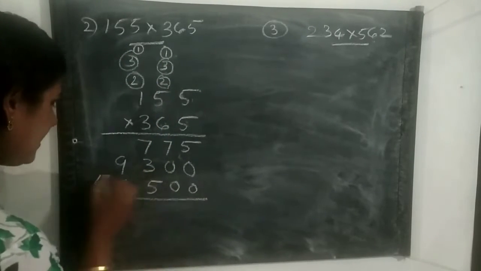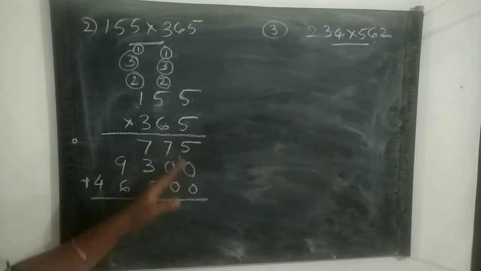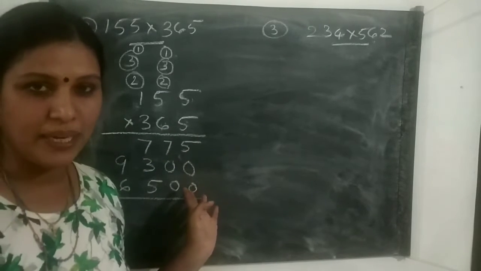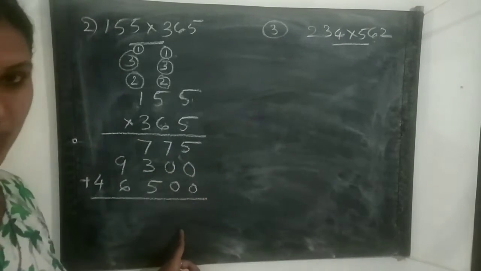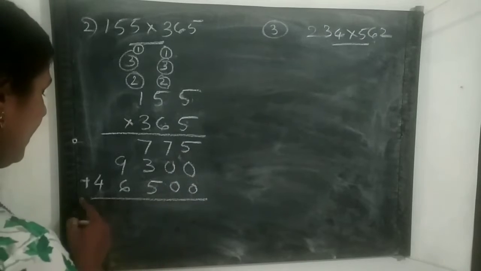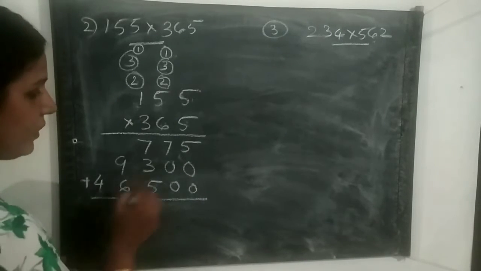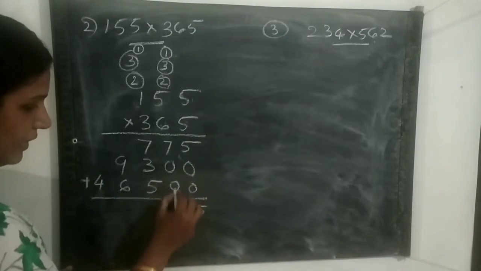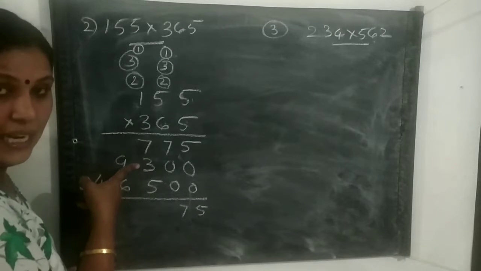The next step is to arrange the numbers properly, then only, otherwise you will make mistakes. So here 5. The next step is addition. 5, and here it is 7. 7 plus 3 is 10.